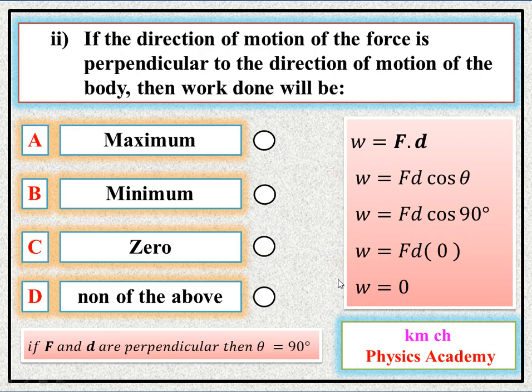So our option C is correct, that the work done will be equal to 0 if the motion of the force is perpendicular to the direction of the motion of the body. So we will fill this circle in front of C with black ink.